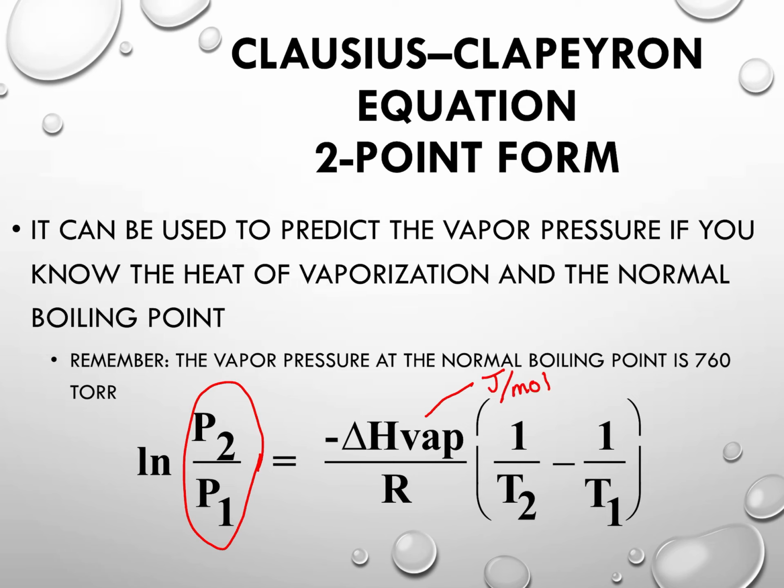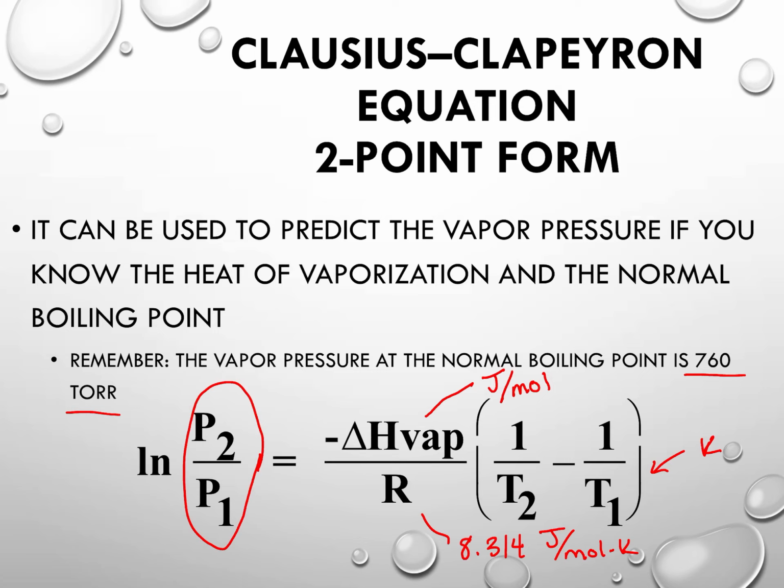And then delta H of vaporization, or enthalpy of vaporization, you're going to need to put in joules per mole, not kilojoules per mole, which it will typically be given in. R is 8.314 joules per mole Kelvin. And again, these temperatures need to be in Kelvin.